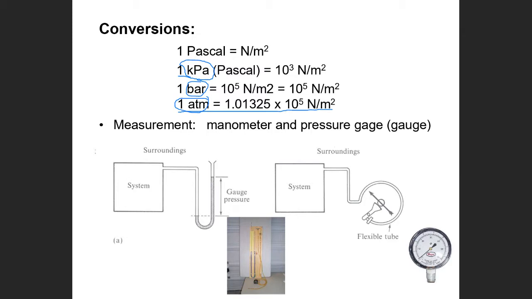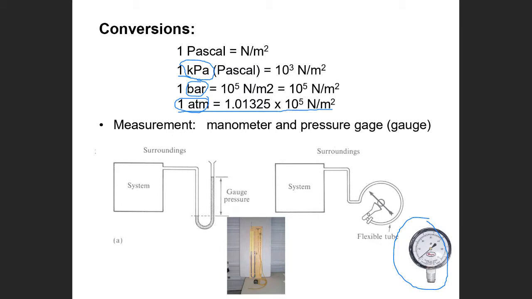And also for the measurement, we are using manometer, and also the gauge. Okay, the pressure gauge. You can see the pressure gauge. The reading, in fact, is the relative pressure between the actual pressure and the atmospheric pressure. So therefore, its reading is relative pressure. The reading is relative pressure.